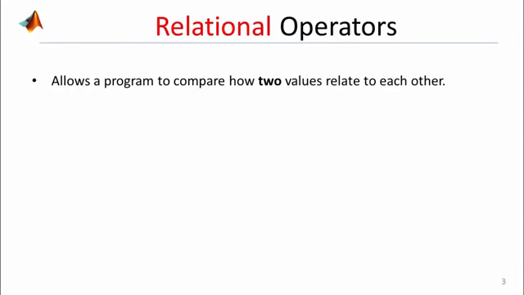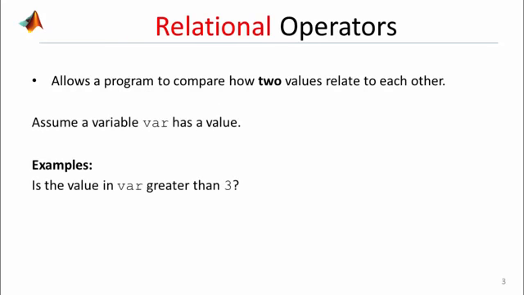First, let's review relational operators. They allow a program to compare how two values relate to each other. Two values and only two. For example, assume a variable var has a value. You do not know what it is, you don't even know its data type. Is the value in var greater than 3? This would assume that var is a double. We could write it as var greater than 3. But we could also look at it as var less than or equal to 3, which is its opposite. In either case, MATLAB would tell us true or false.